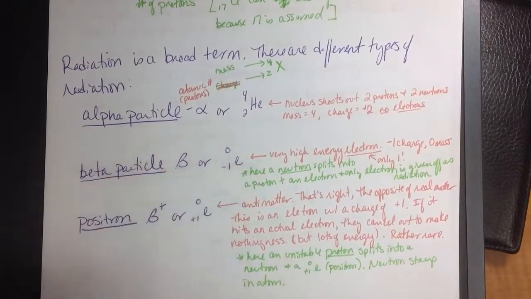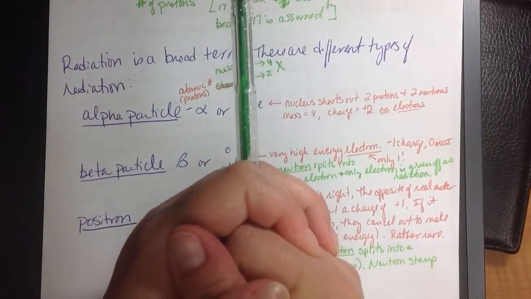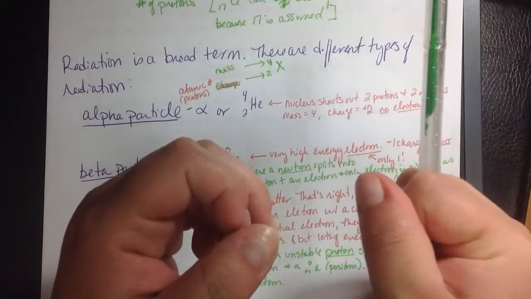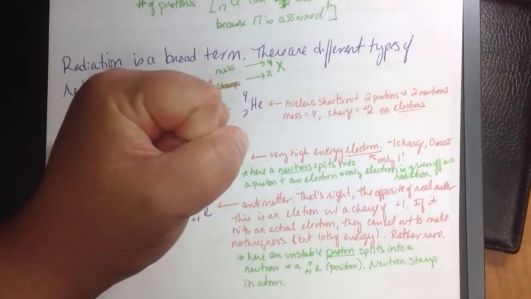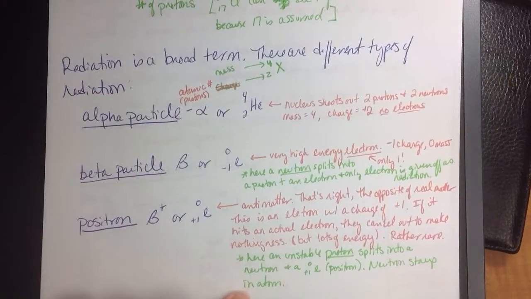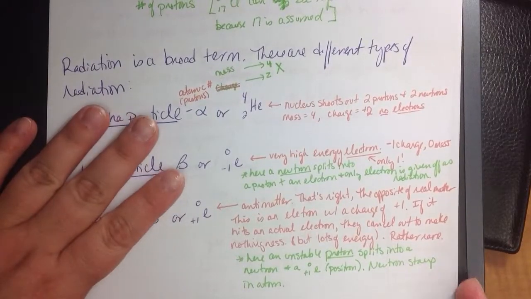Here, instead of a neutron splitting into 2, a proton splits into a neutron and a positron. So a proton that has a +1 charge. So imagine my pen is the +1 charge. The thing with no mass takes the positive charge and the neutron stays there, okay? And then this goes away. The neutron is going to stay in the atom. These will probably make more sense when we go through examples, okay?